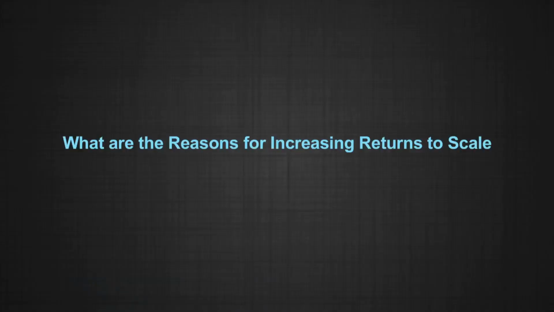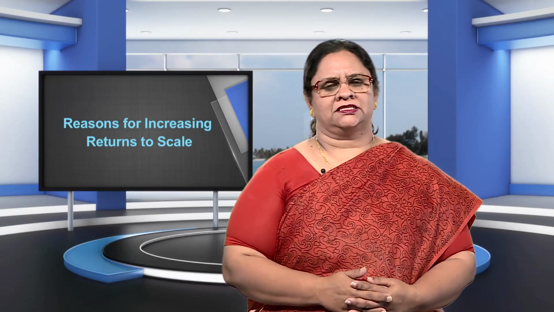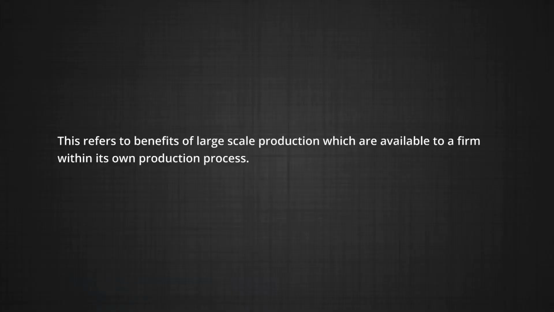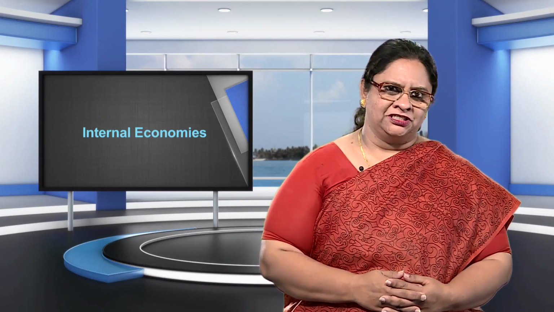What are the reasons for increasing returns to scale? Increasing returns to scale generally occur due to economies of scale. This refers to benefits attained due to large-scale production. Economies of scale can be classified into two categories: internal economies. These refer to benefits of large-scale production which are available to a firm within its own production process. For example, technical economies in the form of the use of bigger and better machinery, and managerial economies through division of labor and specialization would contribute to internal economies.